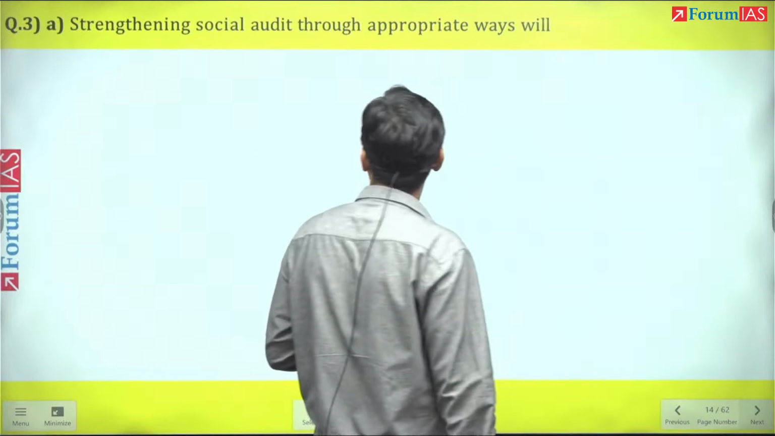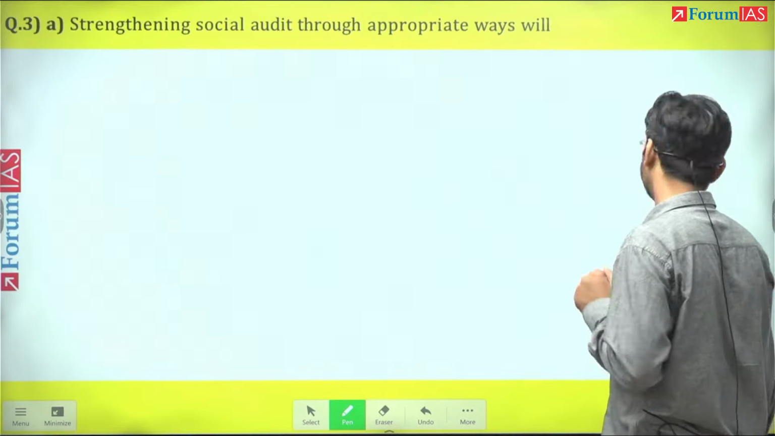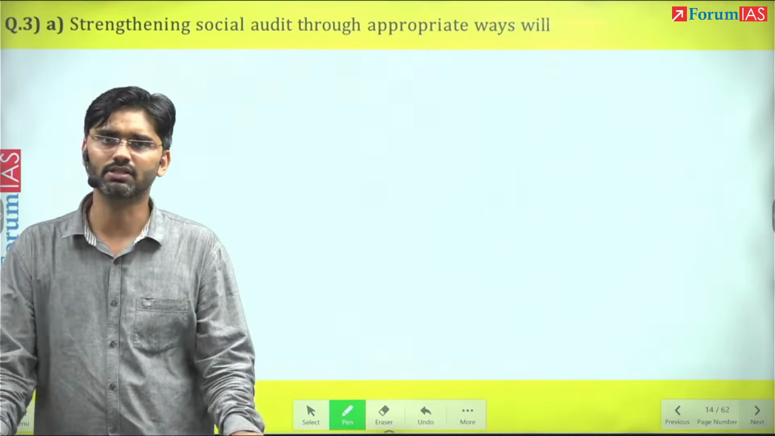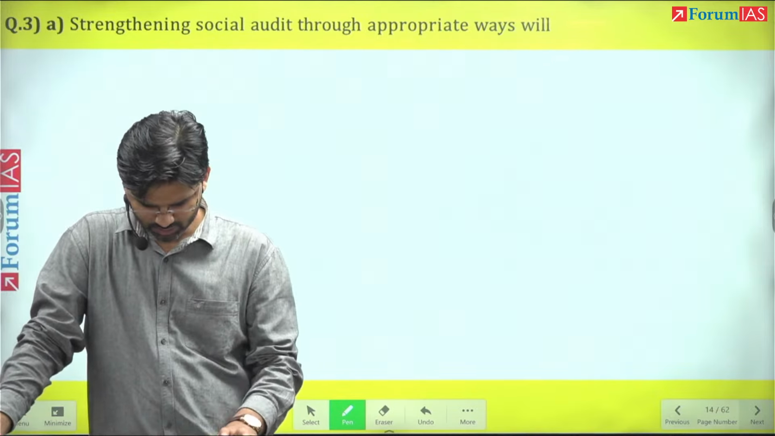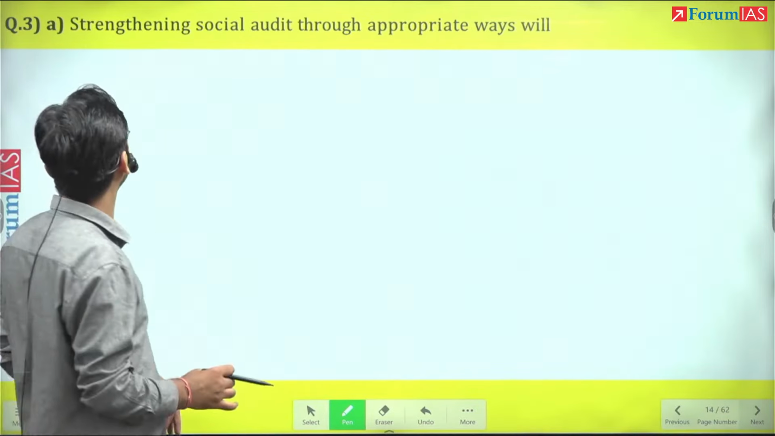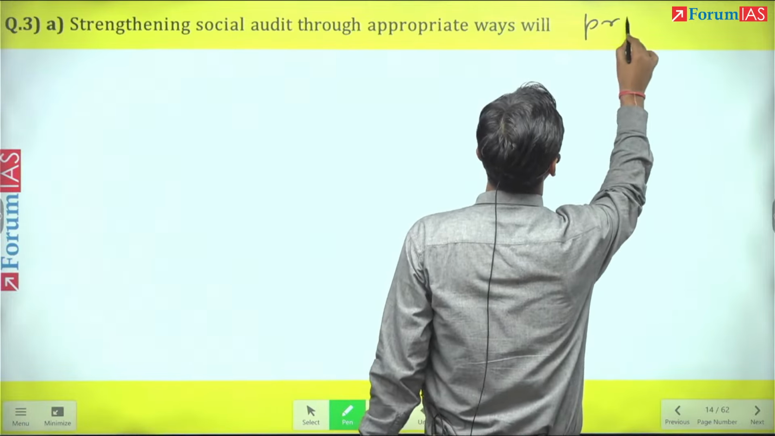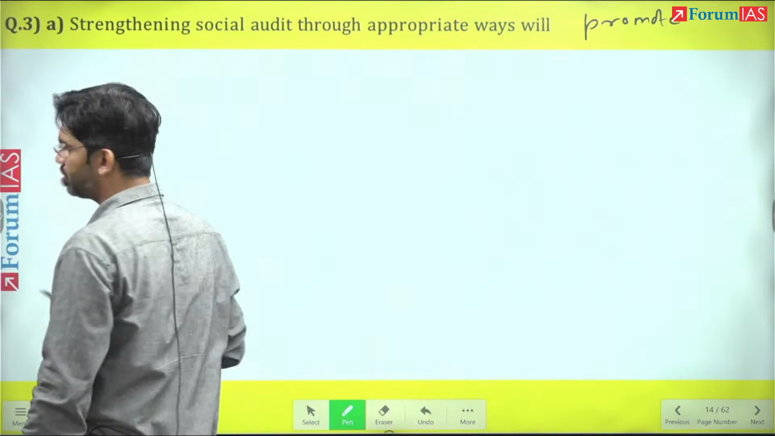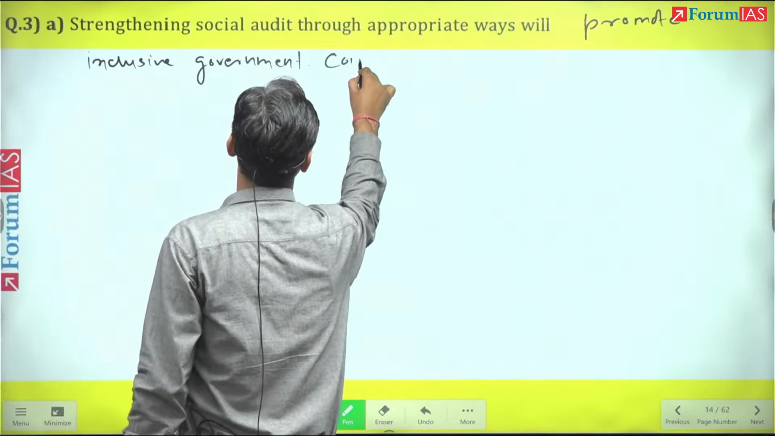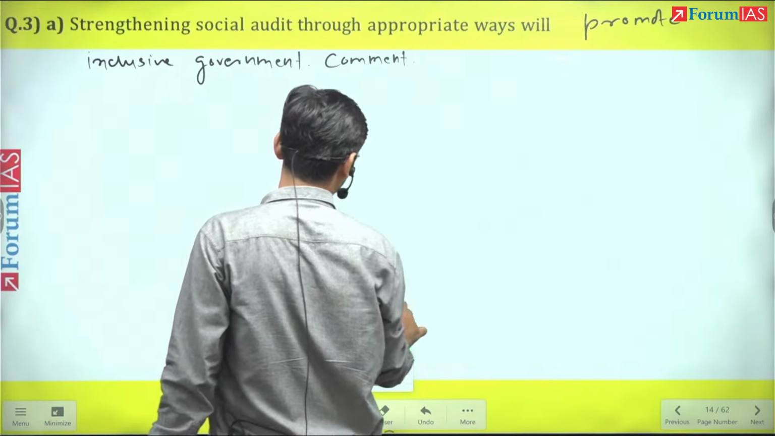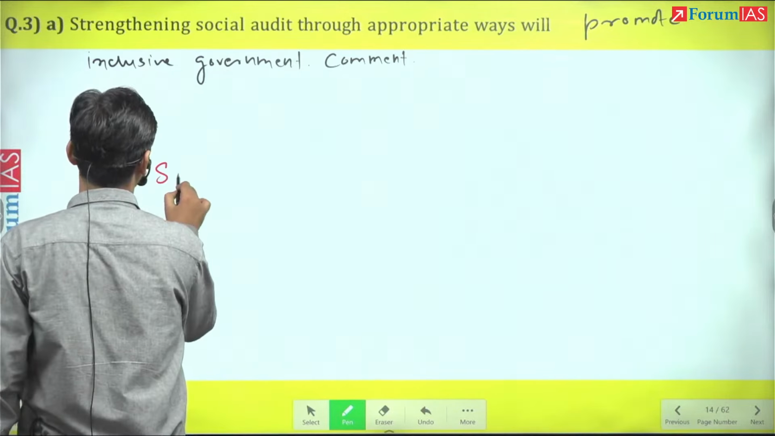Right? Come to question number. Okay, so question number 1 is compulsory. Okay, 2. Since 5 questions, I will tell you if I would be writing the exam, which 5 questions I will choose. है ना? Can vary also. It is not that which I am choosing is the best. Okay. I think this question is a little bit incomplete. The question is: strengthening social audit through appropriate ways will promote inclusive government, comment. This is the complete question. Okay. Strengthening social audit through appropriate ways will promote inclusive government. Social audit.